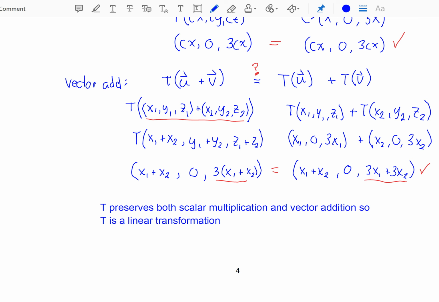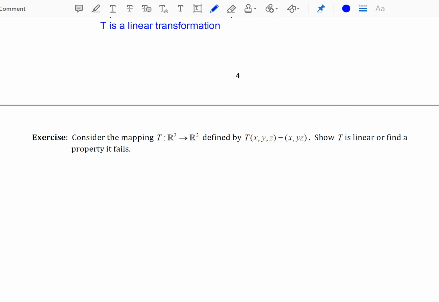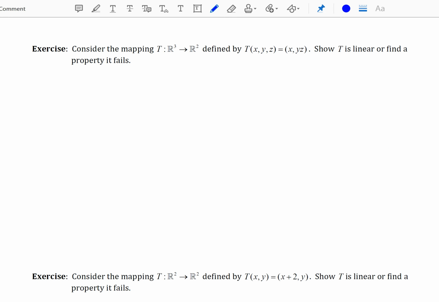Okay, let's look at another example. I hope this is helping. Now we're going to consider the mapping going from vector space R3 into R2. So remember, in all these transformations, we have to be given your domain, where your vectors start, and your codomain, where you're mapping into, and we have to be given a function that tells us how to do the transformation.